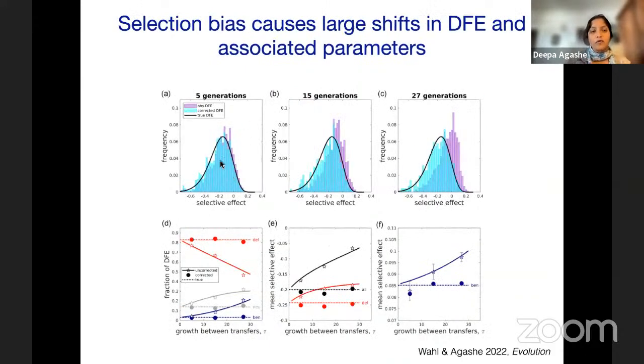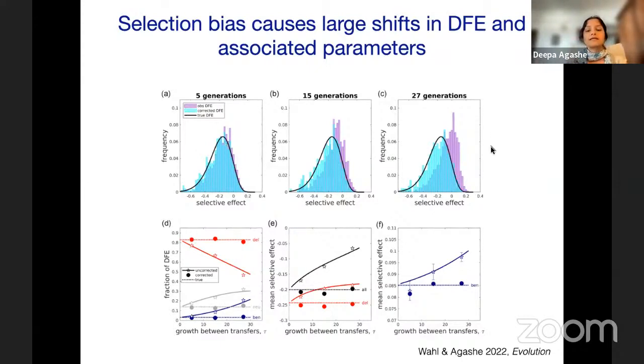So here is another way of looking at this. Again, these are simulations. So if you have a true DFE, which is shown by this black line here, and an instance of what you would observe shown in purple here, if you allowed the selection bias to perpetuate, then you end up with this purple histogram, which is much right shifted compared to the black line as you have more and more generations of growth. And if you now apply the correction that I just showed you the equations for to this purple histogram, you start recovering much better the blue histogram, which much better reflects the actual true DFE that underlied this simulation.